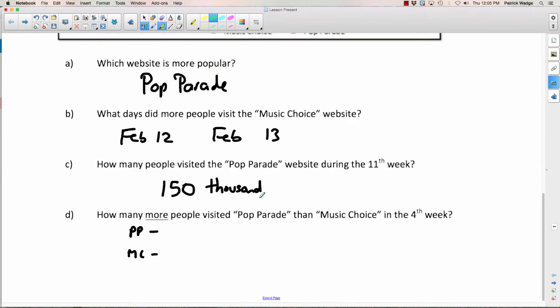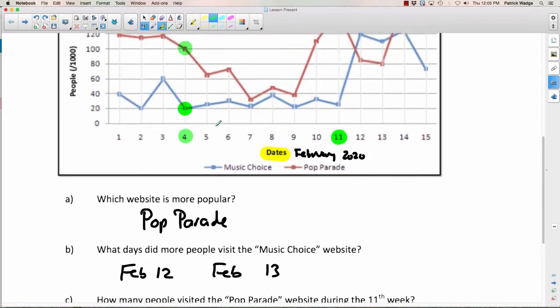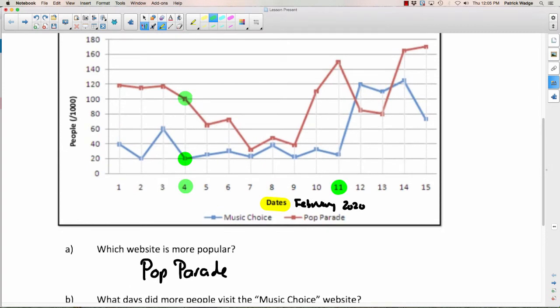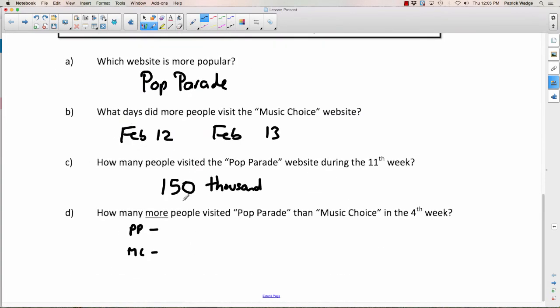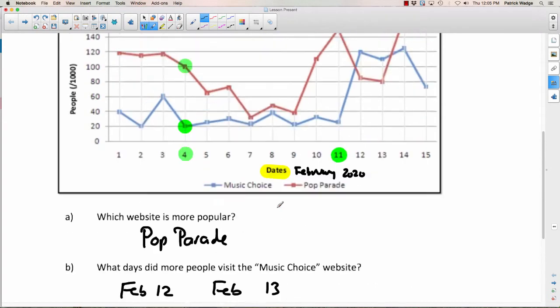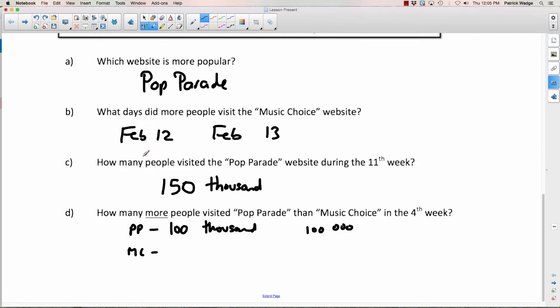So let's do Pop Parade first, which is the red one. If we go up to the red one, it looks like it's right on the line, which means it is 100,000, right? That's a lot of people. Or of course you could write it like 100,000 because that's what that means. Okay, for the Music Choice, that's this one. Also looks like it's right on the line. Looks like it is 20,000. Or if you want, 20,000.